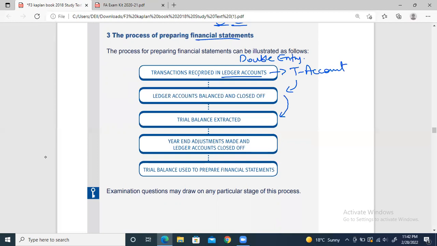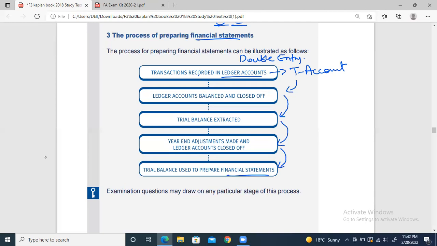So the making of the T accounts is checked by the making of the trial balance. That is the accuracy check: are there any mistakes? Then year-end adjustments are also made after the trial balance, because there are some things we need to put a final touch on, like inventory and other adjustments. You'll study them in further exams as well. And lastly, the trial balance is used to prepare the financial statements.